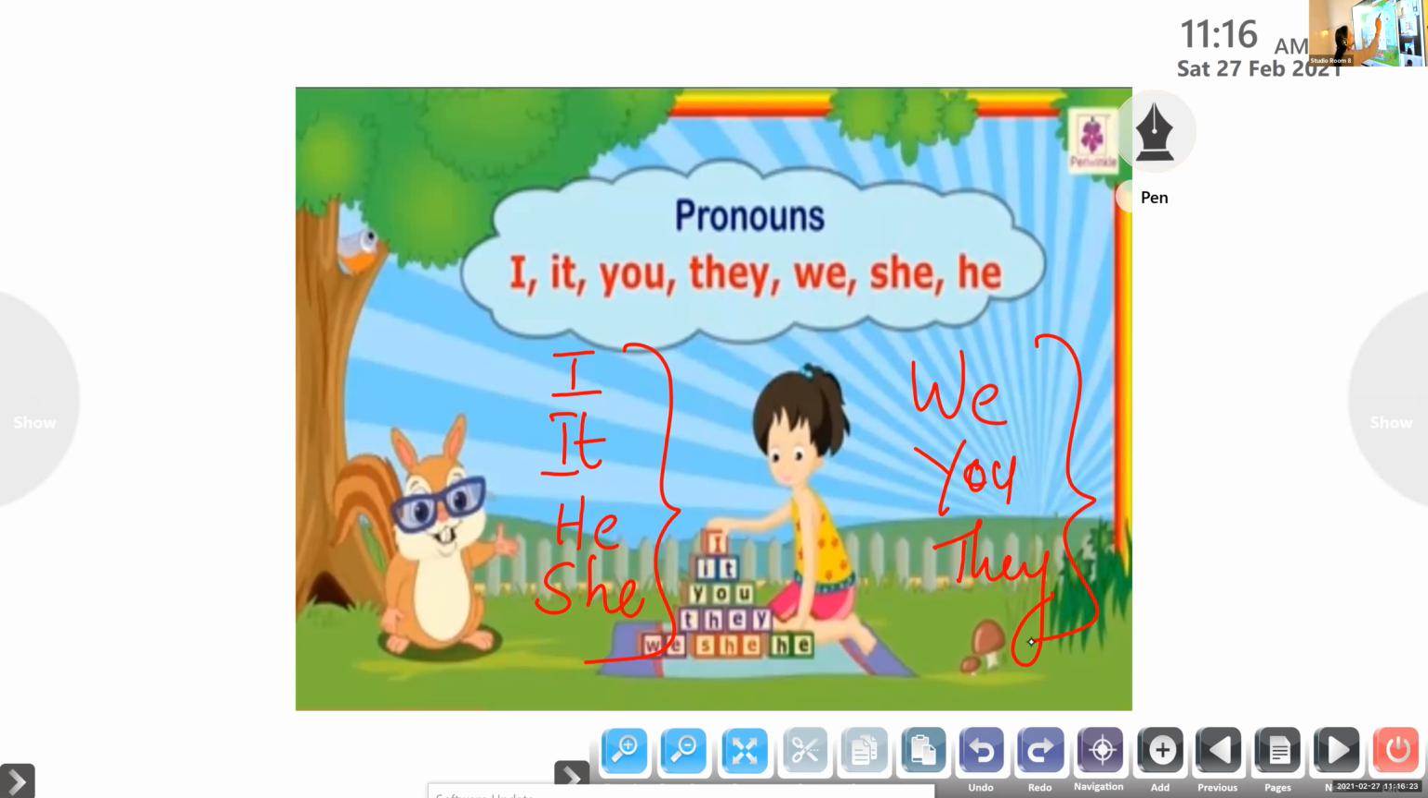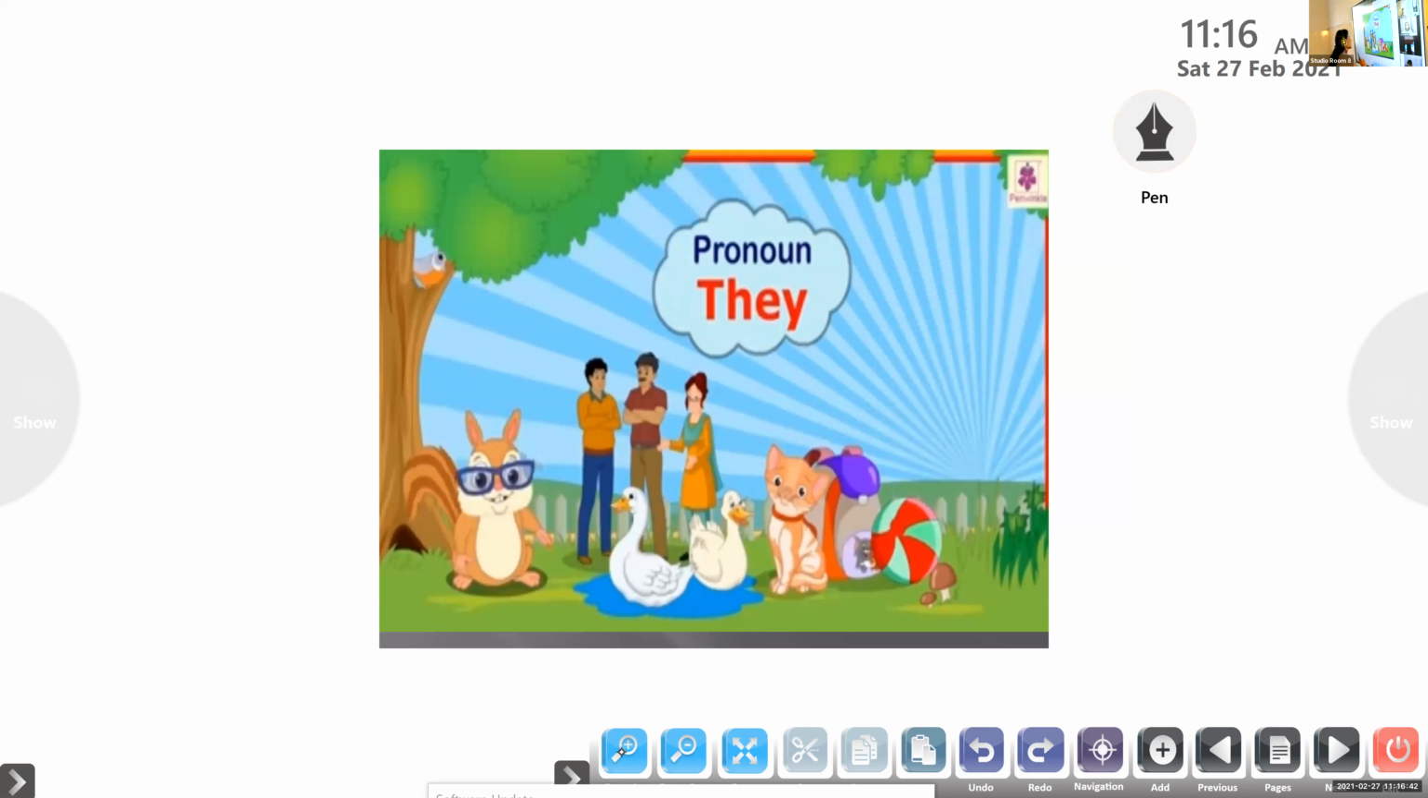Is that clear to all of you? There are 7 common pronouns. So I, it, he, she are singular pronouns. We, you, they are the plural pronouns. Clear? Now let's learn their usage.